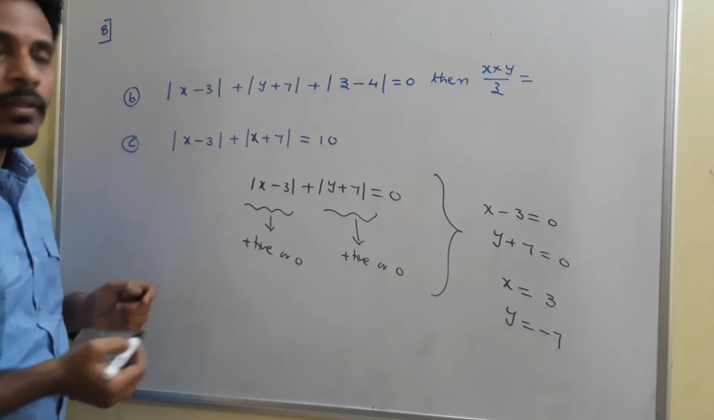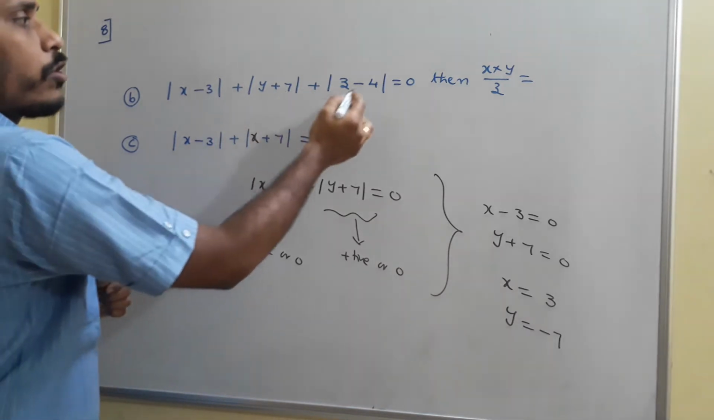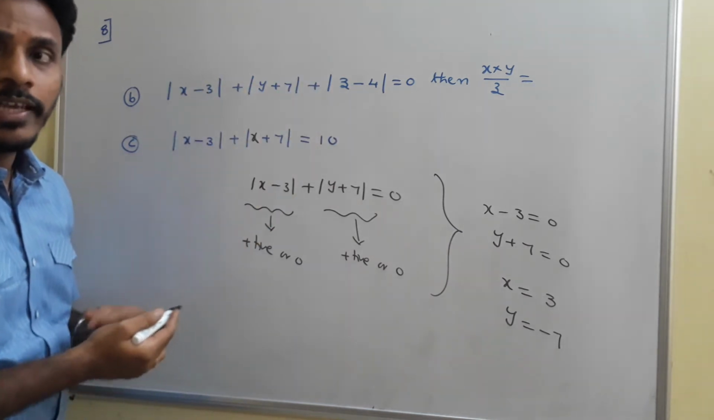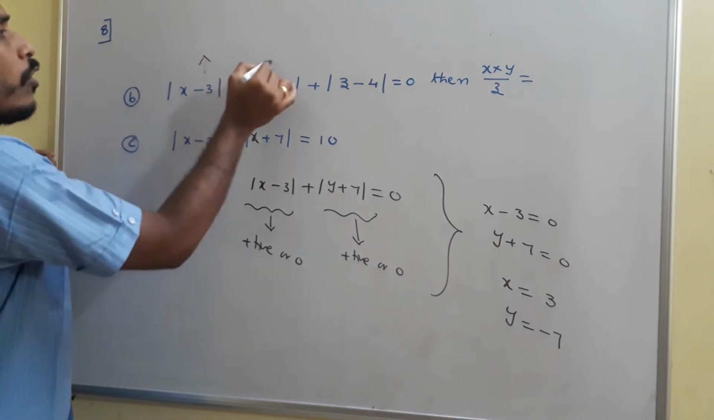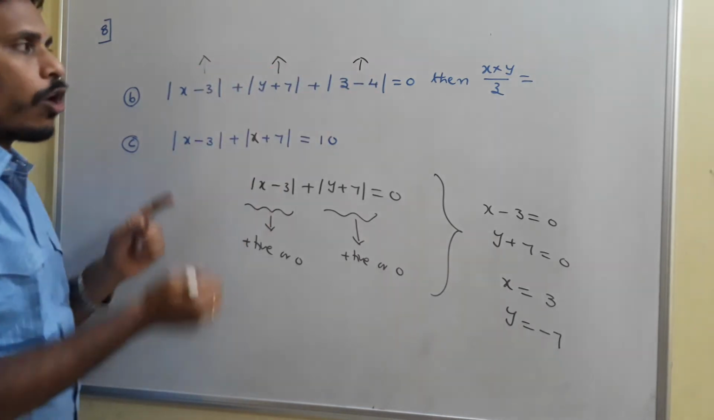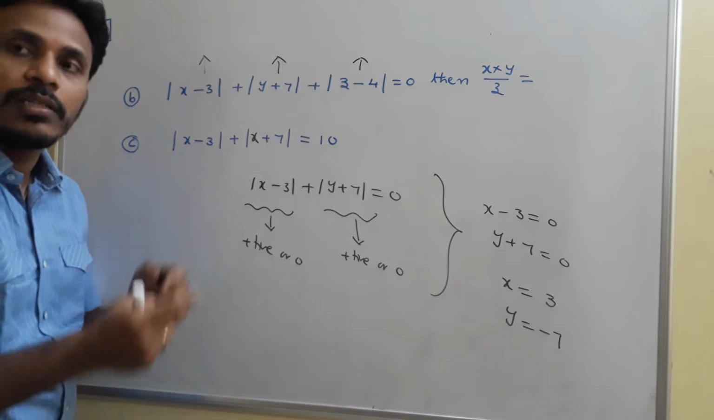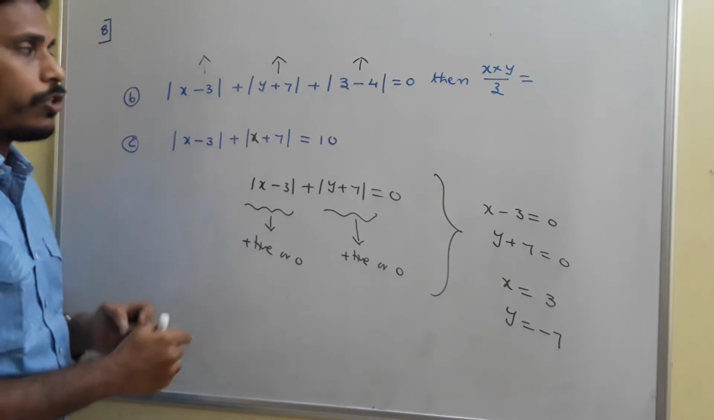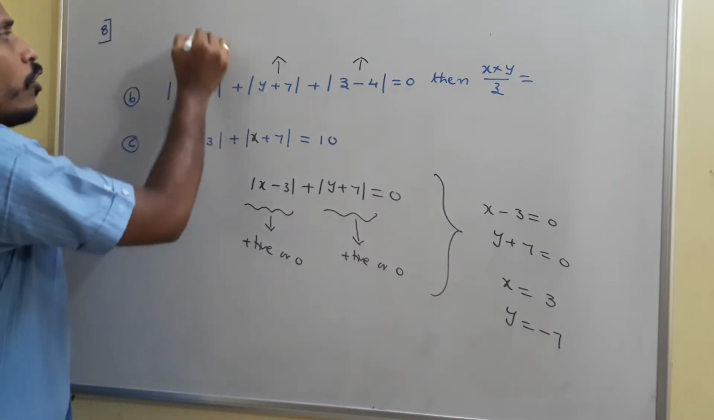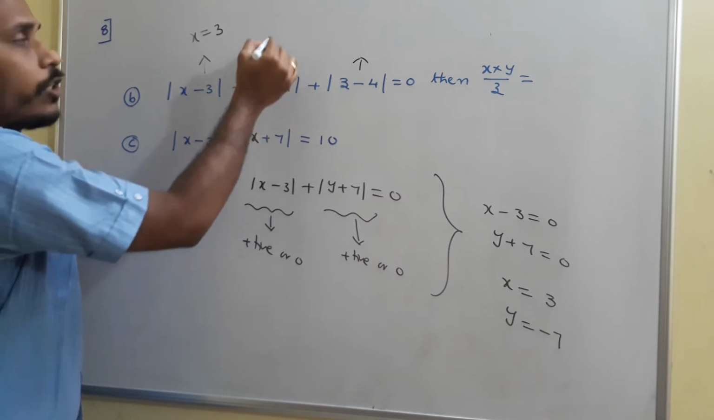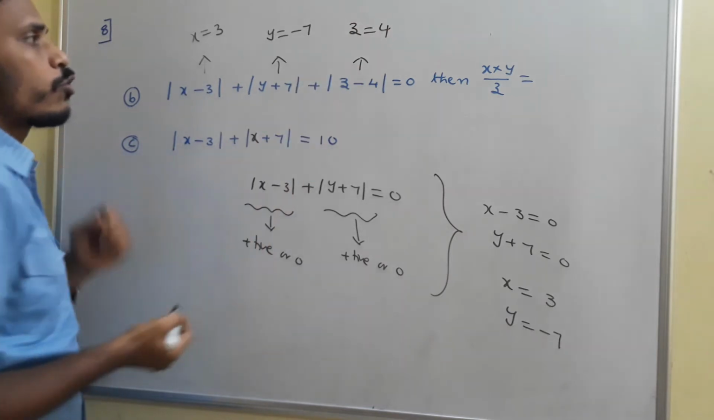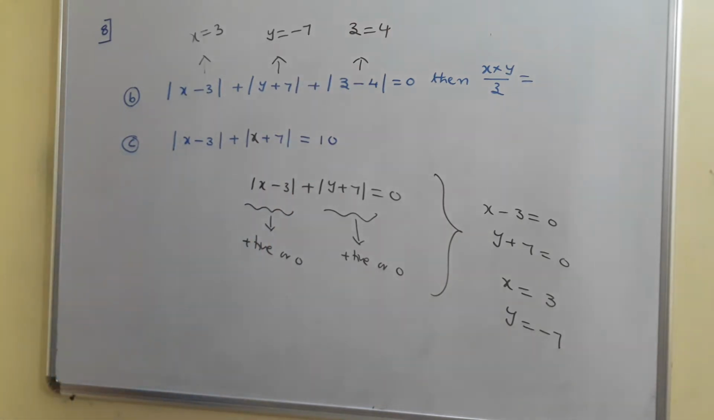Modulus of x minus 3 plus modulus of y plus 7 plus modulus of z minus 4 is equals to 0. Again the sum of 3 moduli is 0, so the same logic will work. We need to equalize everything to be 0, because every term has only two possibilities, positive or 0. Since the sum is given as 0, for sure every term is 0. So if it is 0, x is equals to 3, y is equals to minus 7, and z is equals to 4. Directly the values of x, y and z we have: 3, minus 7 and 4.